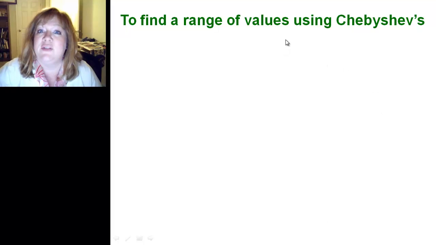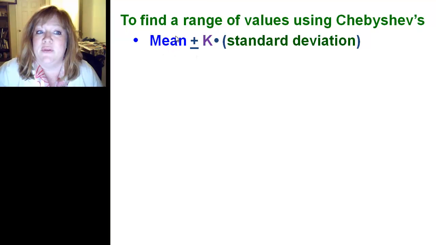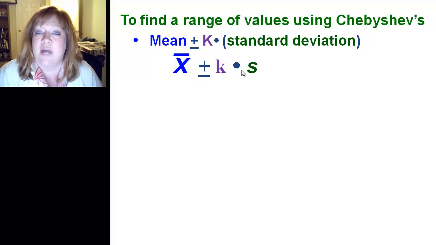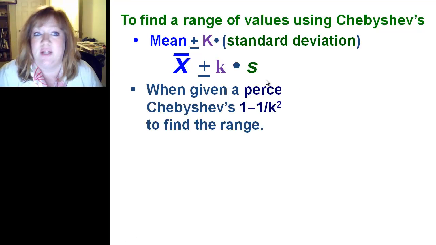So to find a range of values using Chebyshev's theorem, and this isn't in any of your books, but I came up with it, you could think of it as taking the mean plus or minus k times your standard deviation. Remember, k is the number of standard deviations, and the standard deviation measures how far apart your data values are. So I would write it like this: the mean plus or minus k times the standard deviation. You'd add k standard deviations to the mean and you'd subtract k standard deviations from the mean. That gives you two numbers, the lower end of your range and the upper end of your range.